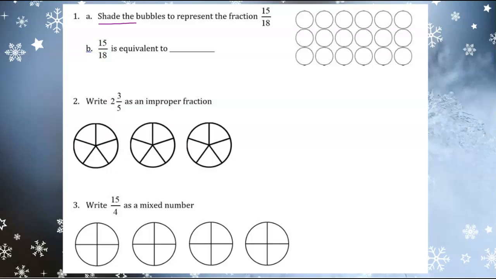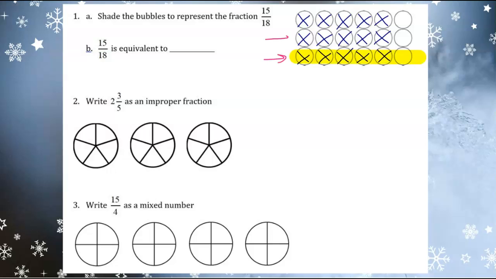Let's shade the bubbles to represent this fraction, 15 out of 18. There are 18 dots here because there's 3 dots by 6 dots, and 3 times 6 is 18. I'm going to cross out 15 of these out of 18. So there's 6, 9, 12. There's my 15 out of 18 circles shaded in.